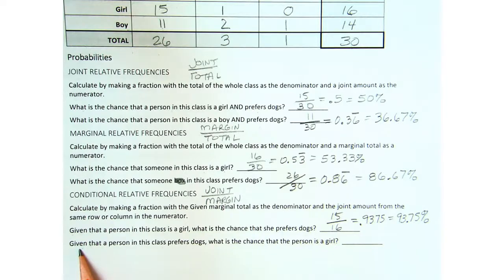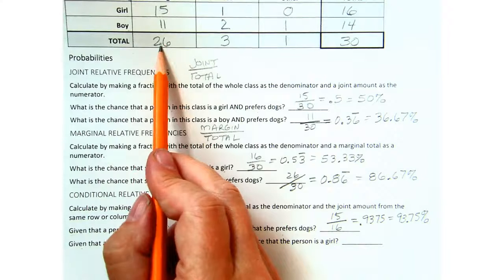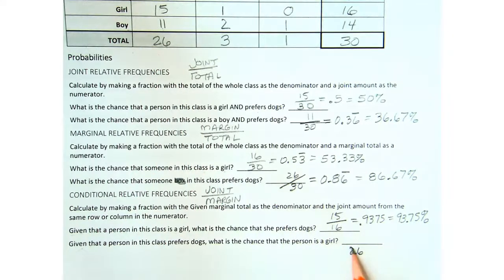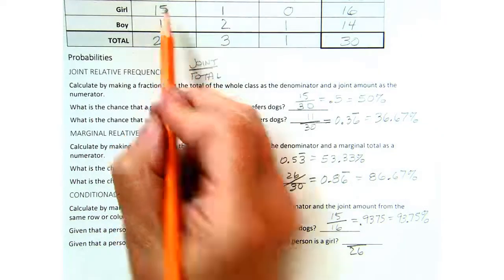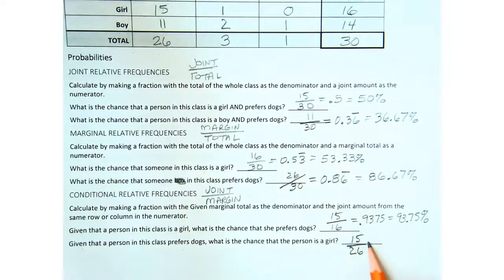Given that a person prefers dogs, what is the chance that the person is a girl? Once again, the denominator comes from the given. Look for the total of people who prefer dogs. The denominator is 26. The numerator will come from that column. What is the chance that the person is a girl? So girls in that column is 15. 15 divided by 26 is 0.57692, or 57.69%.